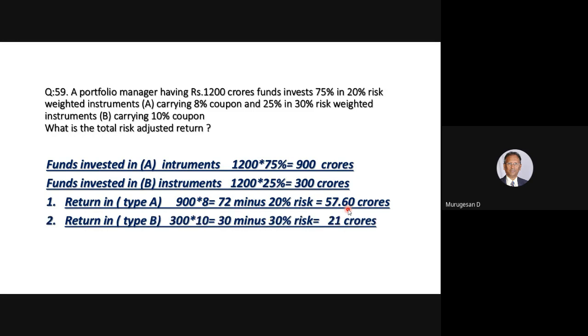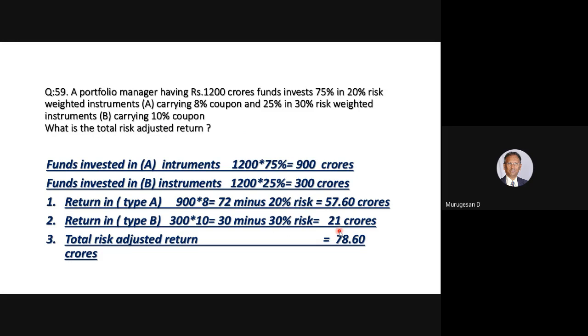Practice. So the remaining 300 crore is investing in what? 10% coupon, but 30% risk. So 7% only is the effective return. You can do it by practice. Though you are investing 300 crore in a 10% instrument, the risk is 30%, so your return is 7%. So 300 into 7% is 21 crore. What is the question? What is the total risk adjusted return? So 57.60 plus 21, that is 78.60 crore. You tick that, you get one mark.